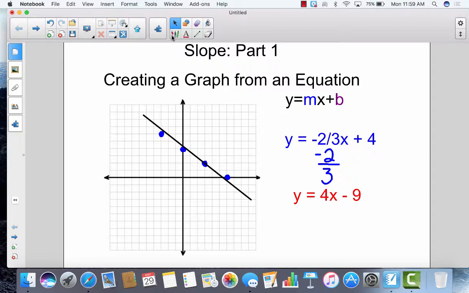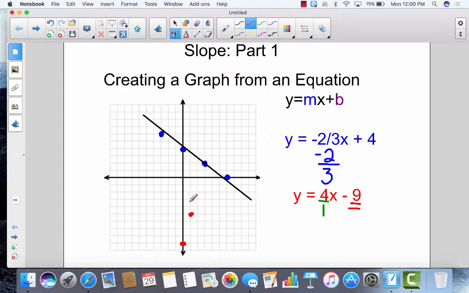Let's take a look at our second equation. Y equals 4x minus 9. So my y-intercept here is a negative 9. So I start at negative 9. And I see this time my slope is a whole number. So I'm going to make that a fraction by putting it over 1. So my rise is a positive 4, which tells me I will come up 4. And my run is a positive 1, so I'll come right 1.